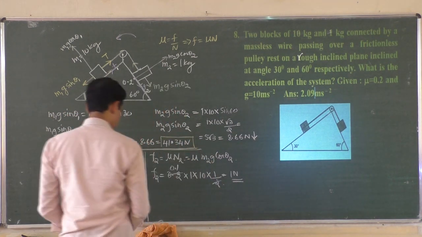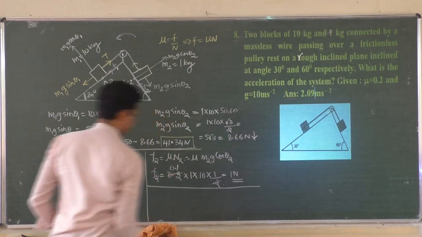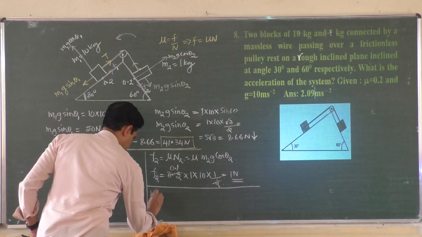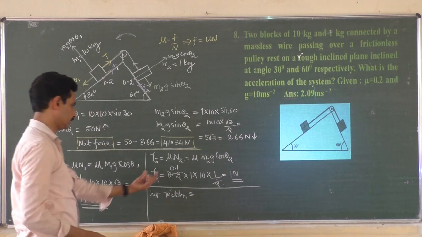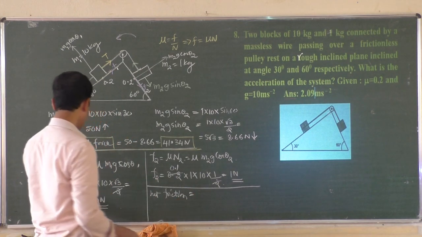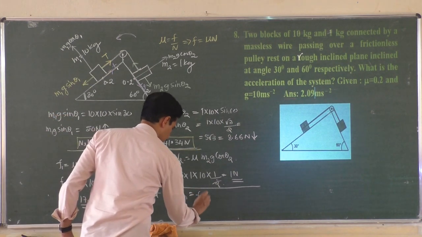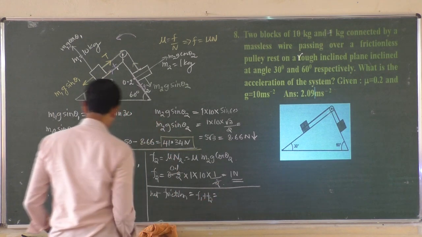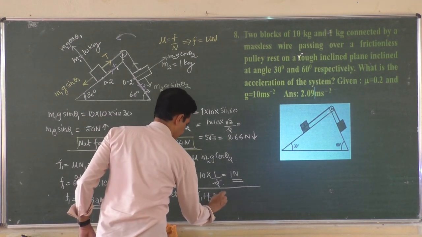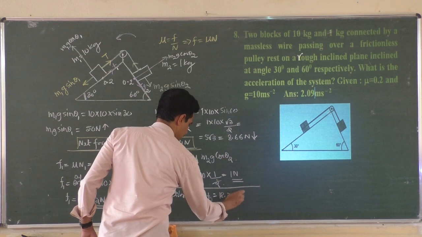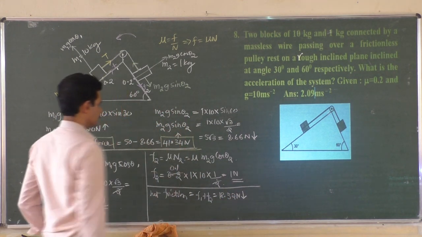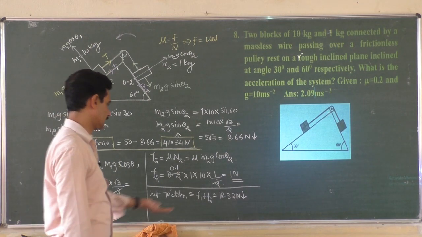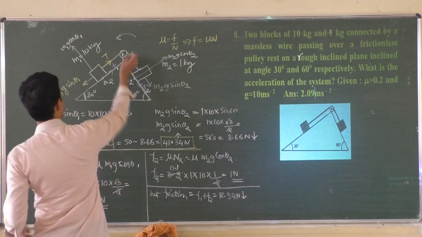So net friction is equal to the addition of these two. F1 plus F2, 17.32 plus 1, is equal to 18.32 Newton. So this is less and the net force is more, right? So net force is more than the net frictional force. So the body will start moving in this direction.